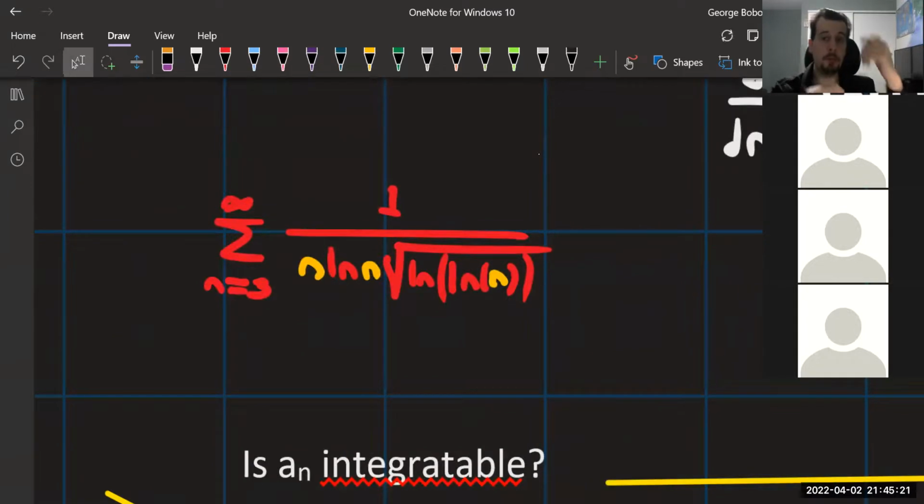What do you have to comment about that? Any comments? You got 1 over n ln n as the derivative of ln n.